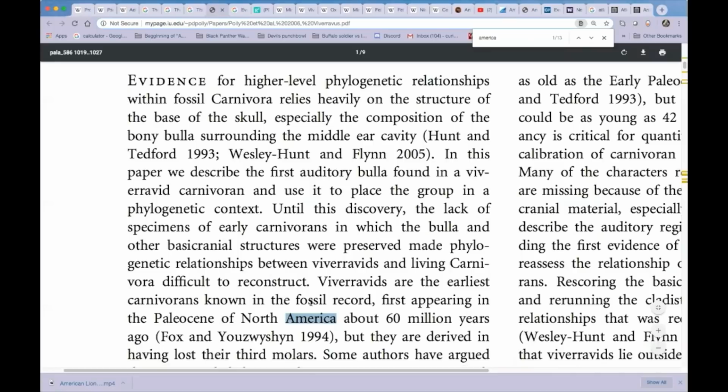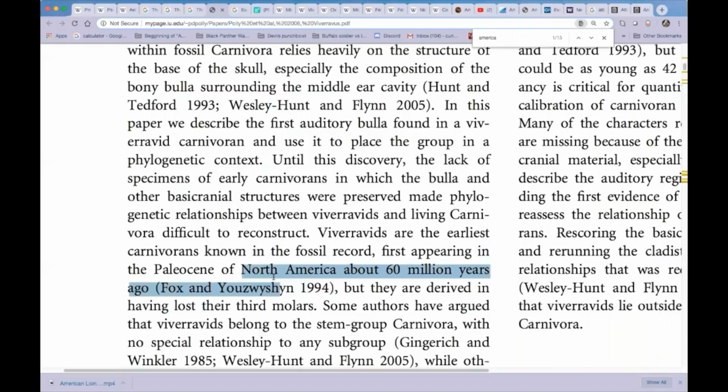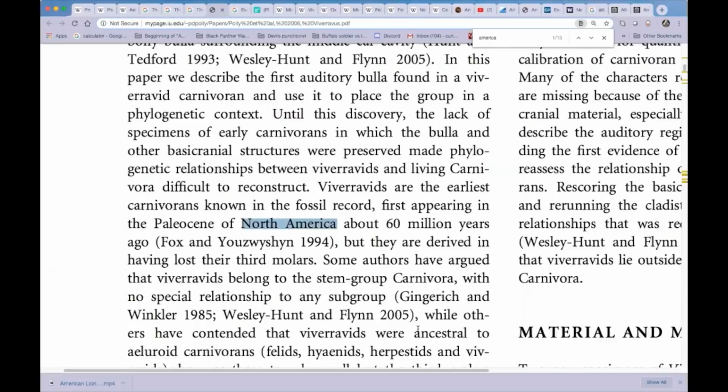They didn't know before. Viverravids are the earliest carnivorans known in the fossil record, first appearing in the Paleocene of North America about 60 million years ago. But they are derived from having lost their third molar. Some authors have argued that Viverravids belong to the same group Carnivora with no special relationship to any subgroup.